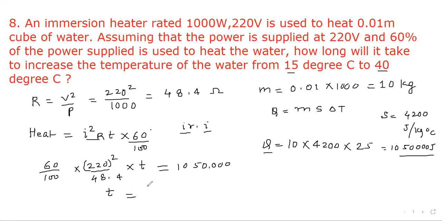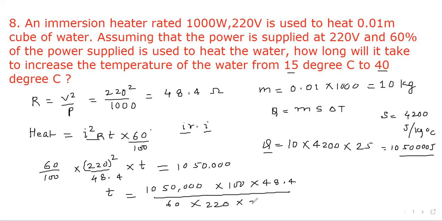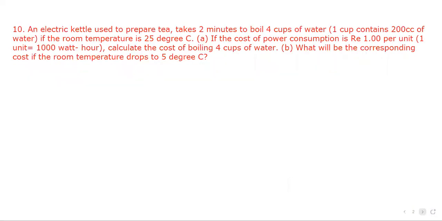So we put the values: 1050000 times 100 times 48.4 divided by 60 into 220 into 220. If we simplify, we will get 1750 seconds. That's our answer.